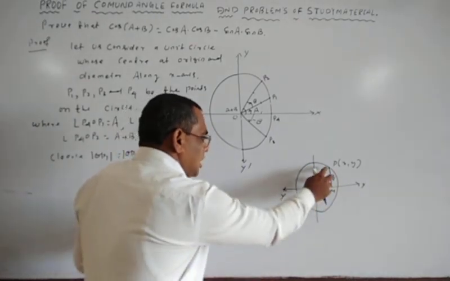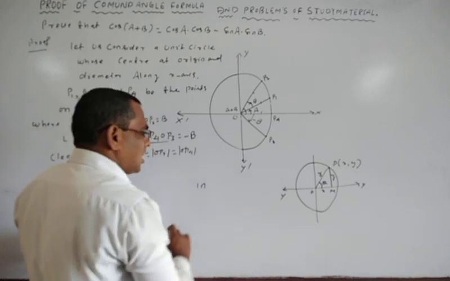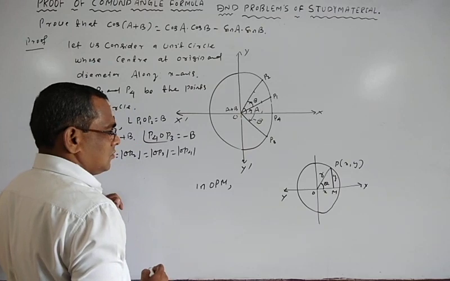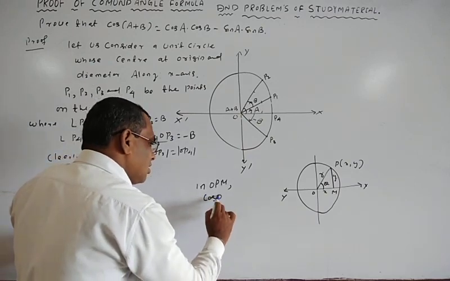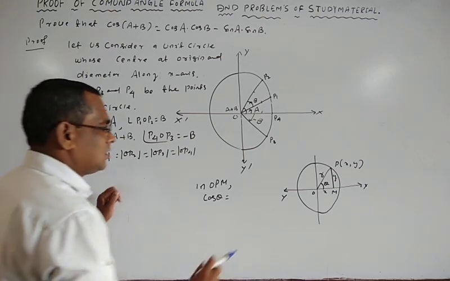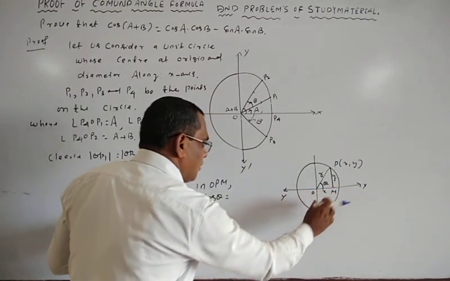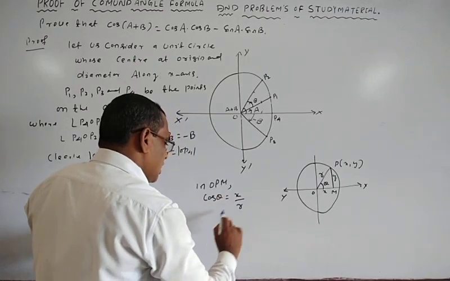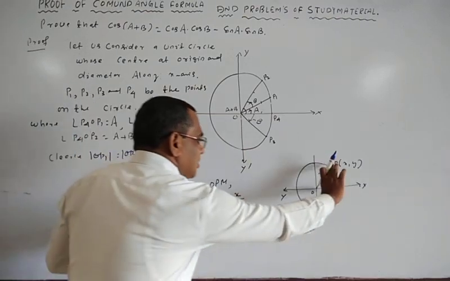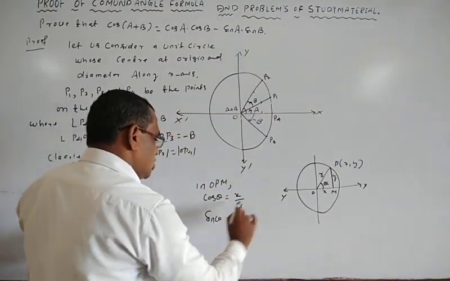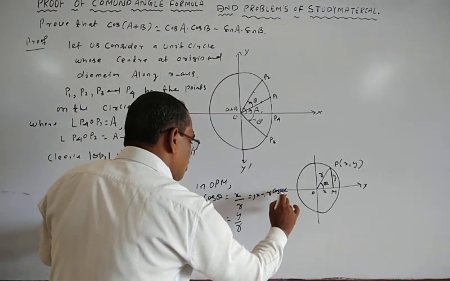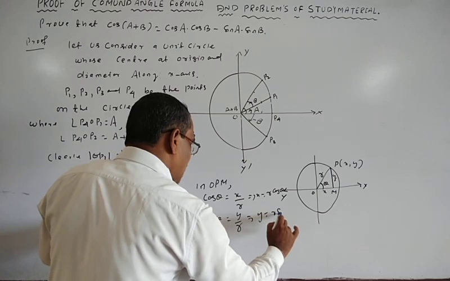So in that right angle triangle OPM, what is cos theta? Cos theta is equal to base by hypotenuse, b by h. The base is OM, so this is equal to x by r, and sin theta is equal to perpendicular by hypotenuse, p by h. P means y, so this is y by r. So cos theta is equal to x by r, which implies x is equal to r cos theta and y is equal to r sin theta.